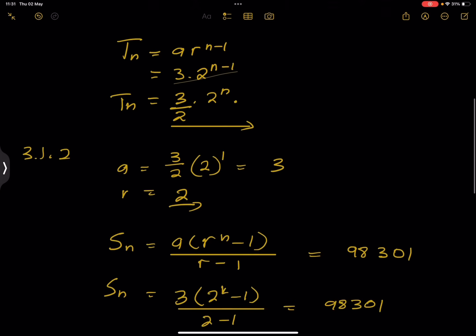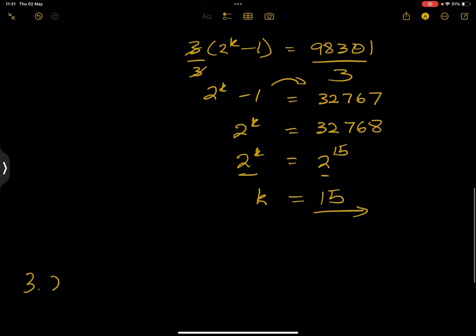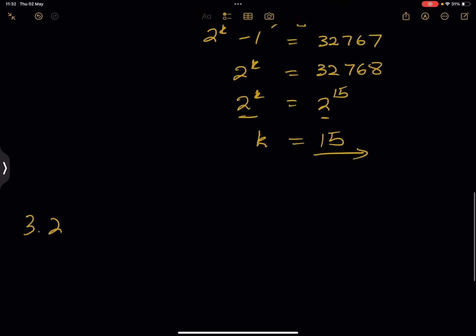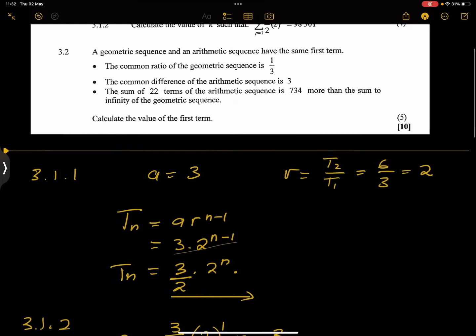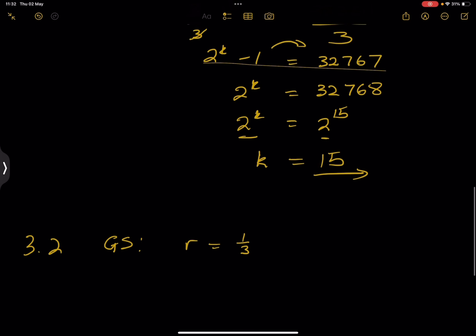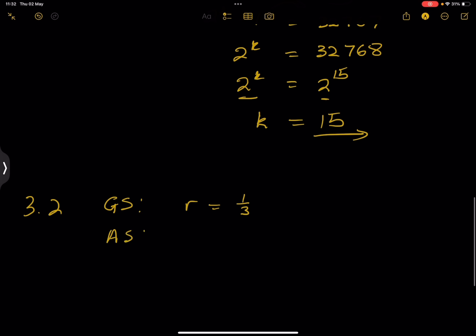Okay, 3.2. Right, moving to the next one. They say a geometric sequence and an arithmetic sequence have the same first term, right? They say the common ratio of the geometric sequence is 1 over 3. Okay, so let's write down. So for the geometric sequence, r, they said, is equal to 1 over 3. And they say the common difference of the arithmetic sequence is 3. So for the arithmetic sequence, they said d is equal to 3.